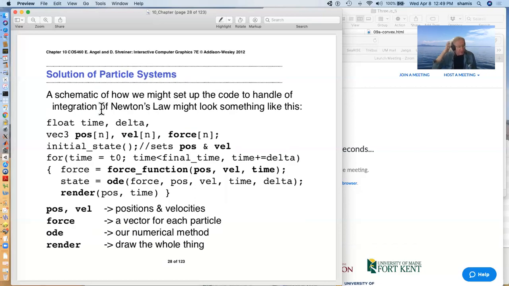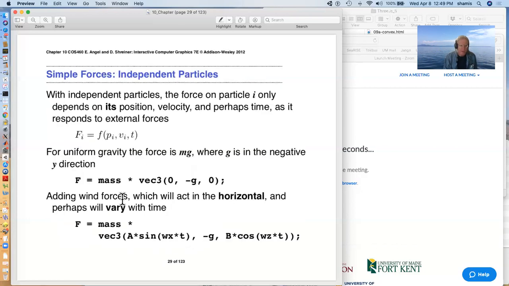So here's a schematic of how we might set this up. We'll have position, velocity, and force. We have some initial state that sets position and velocity. We have to define where things are and how fast they're going. Then we have some time step that evaluates the force at that position, velocity, and time. We have some numerical method that takes that force, position, and velocity and updates it with a delta time, and then we're going to render it. And so this is the schematic of how we might set things up.